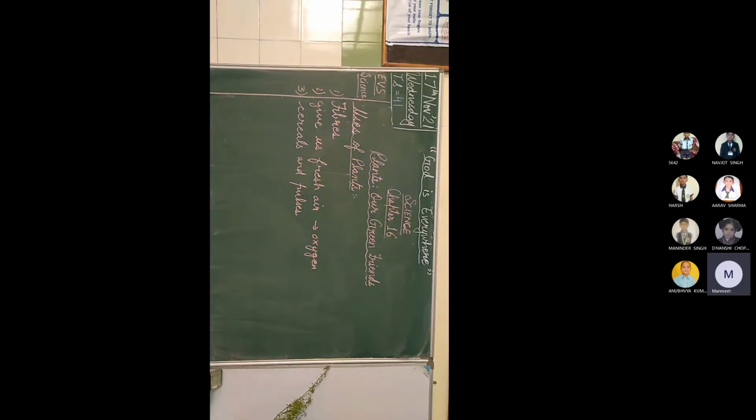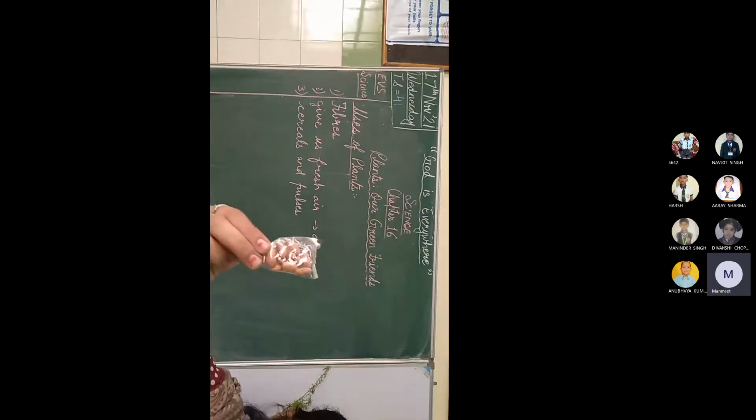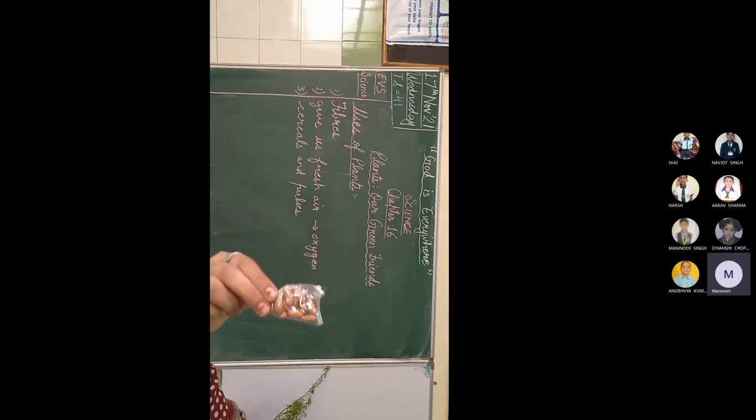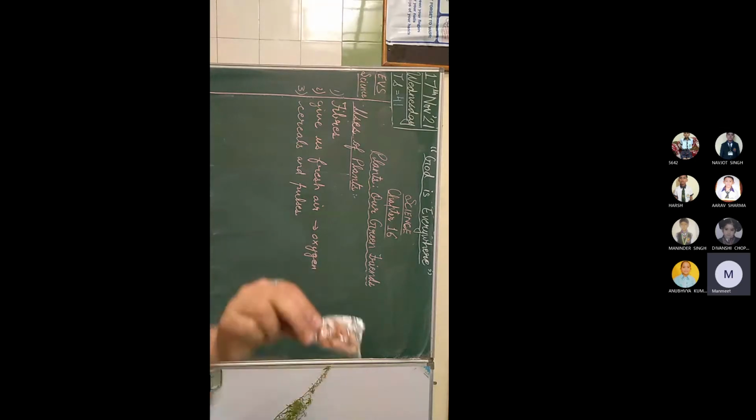Pulses I am having. What is kidney beans? Kidney beans in Hindi is known as rajma. Very good. So I am having these rajma. This is your kidney beans. These are pulses. The plants give us these pulses.